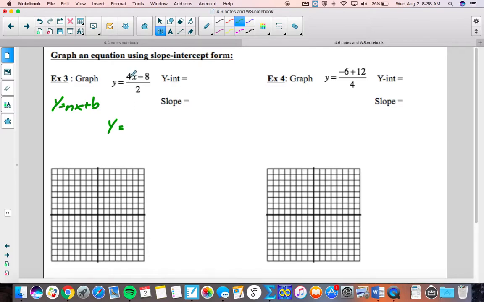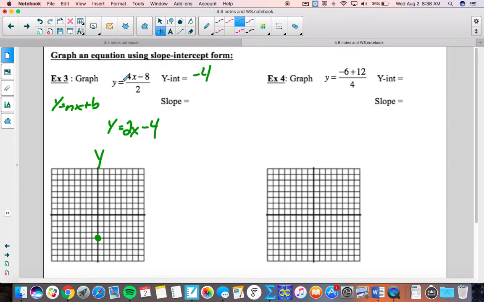So we'll rewrite this as, well, 4x divided by 2 is 2x. And -8 divided by 2 is -4. So now it's in slope-intercept form. Now I accurately know that the y-intercept is -4. So on the y-axis, go to -4. Well, that's down here.